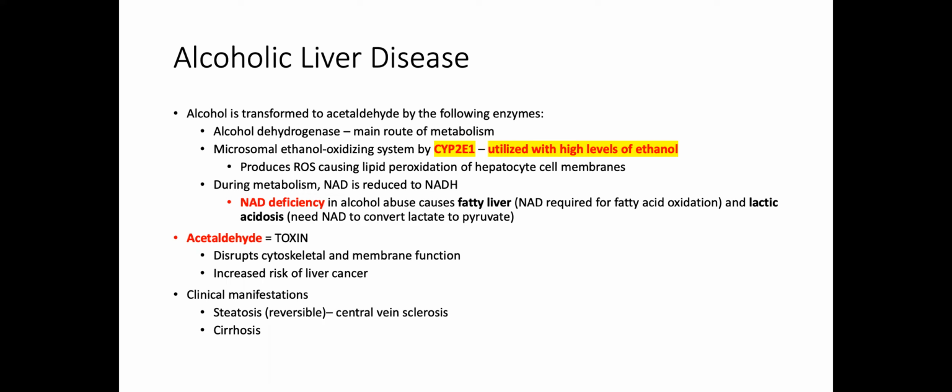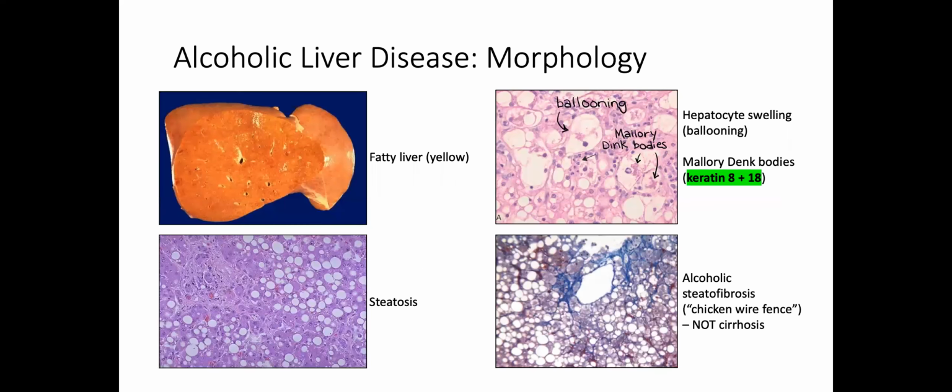Acetaldehyde is toxic. It disrupts cytoskeletal and membrane function, and it increases the risk of liver cancer. So clinical manifestations are going to be steatosis with central vein sclerosis and cirrhosis as well. Here's a fatty liver shown at the top left, and then steatosis. So we see lots of adipose cells.